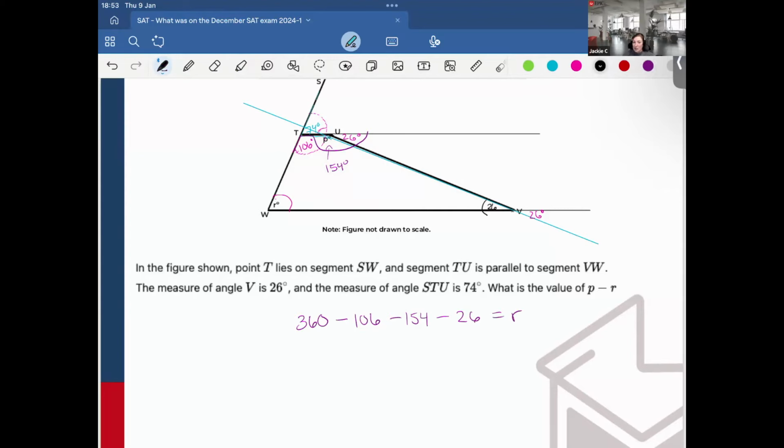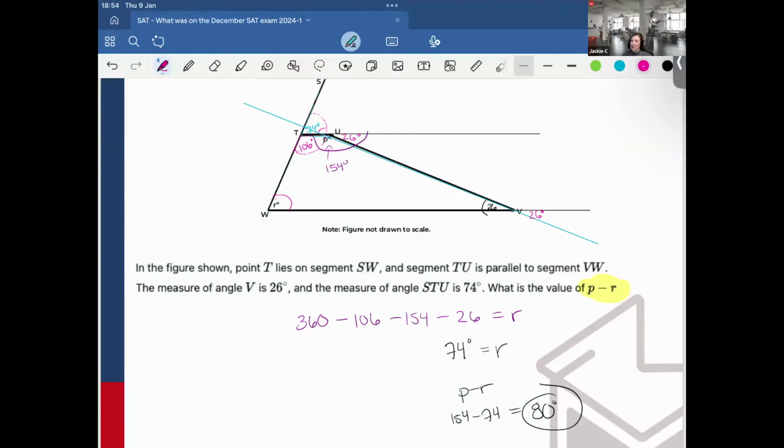So let's go ahead and do that calculation. I'll double check. So 360 minus 106 minus 154 minus 26. It is 74 degrees. Okay. And final step, I'm asked for what is the value of P minus R. So P we established was 154 degrees, and then minus 74 degrees, and that's going to equate to 80.